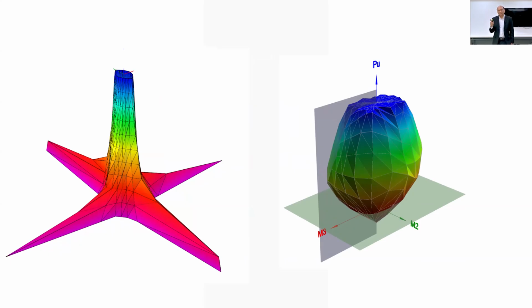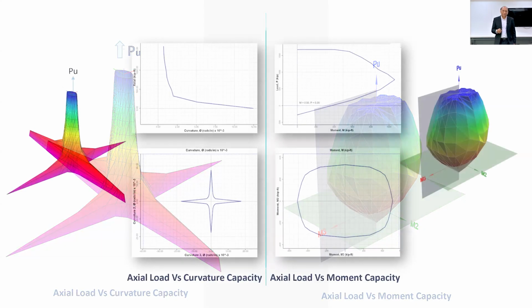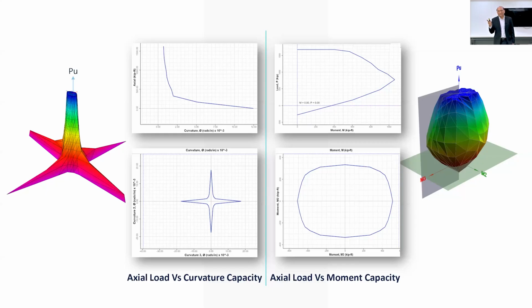So the right-hand side is an interaction diagram between axial load and two moments. The left-hand side is a diagram showing interaction between axial load and the curvature in two directions. And you can also see that the curvature heavily depends on the direction of bending. As for the right-hand side, you can cut the diagram to get PM and MM curves. The left-hand diagram can also be cut to get the axial load versus curvature relationship for different angles of bending.